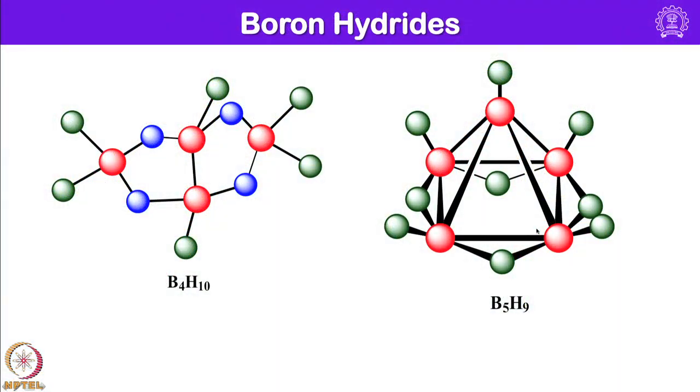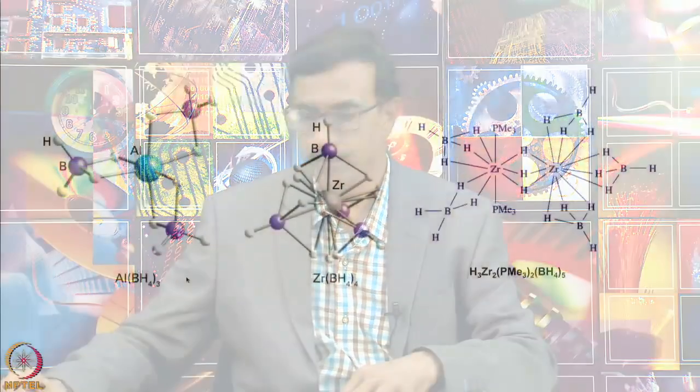For example, B4H10, this is how it looks, and B5H9. They all originate from these structures of regular polyhedra. And of course, when I describe Wade's rule for depicting the structure of boron hydrides, I will elaborate more on these aspects, and I will show you all kinds of polyhedra we come across, and how to derive the boron hydride structures starting from regular polyhedra.